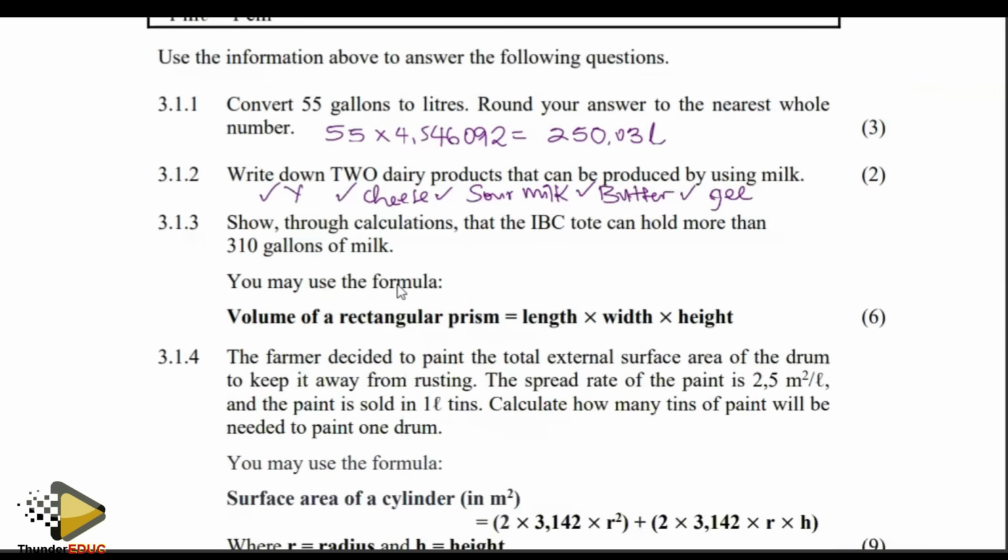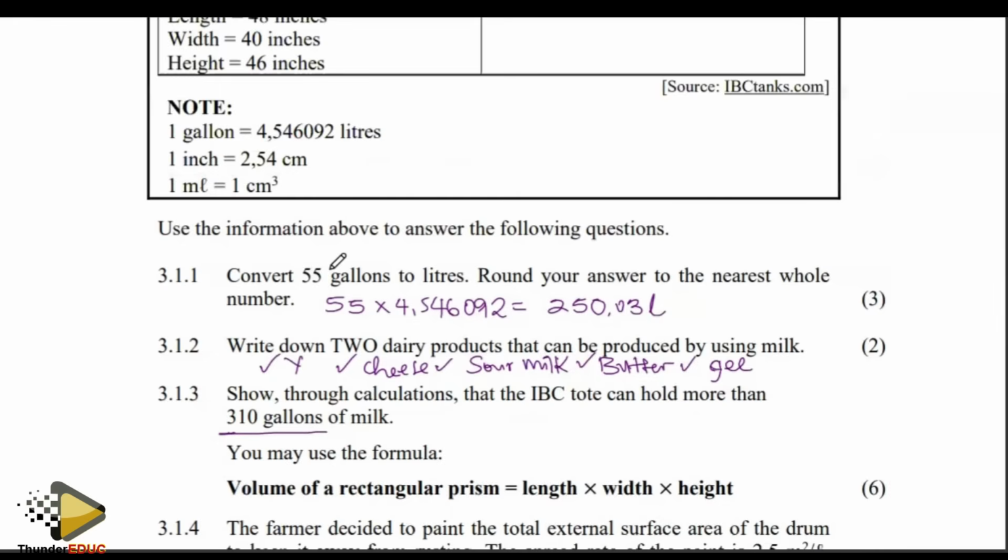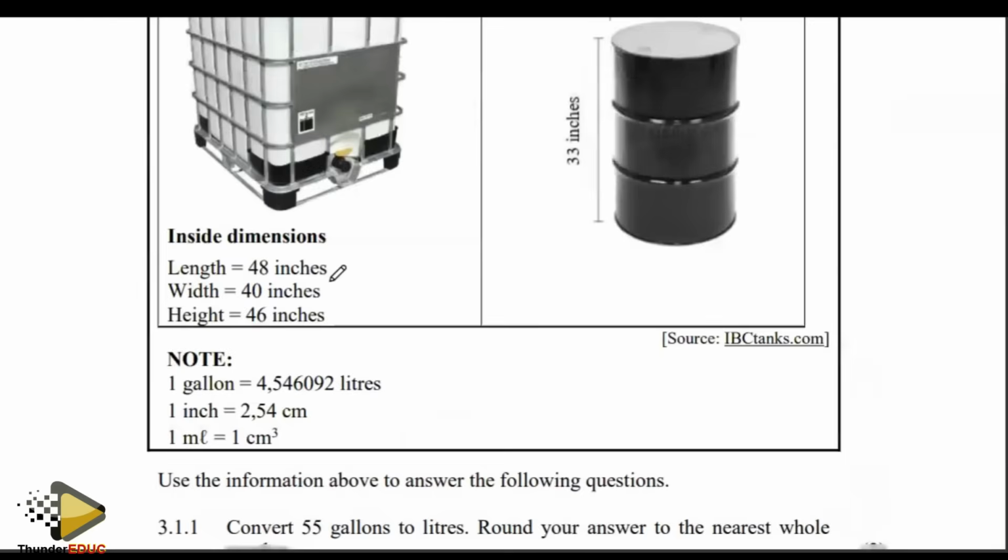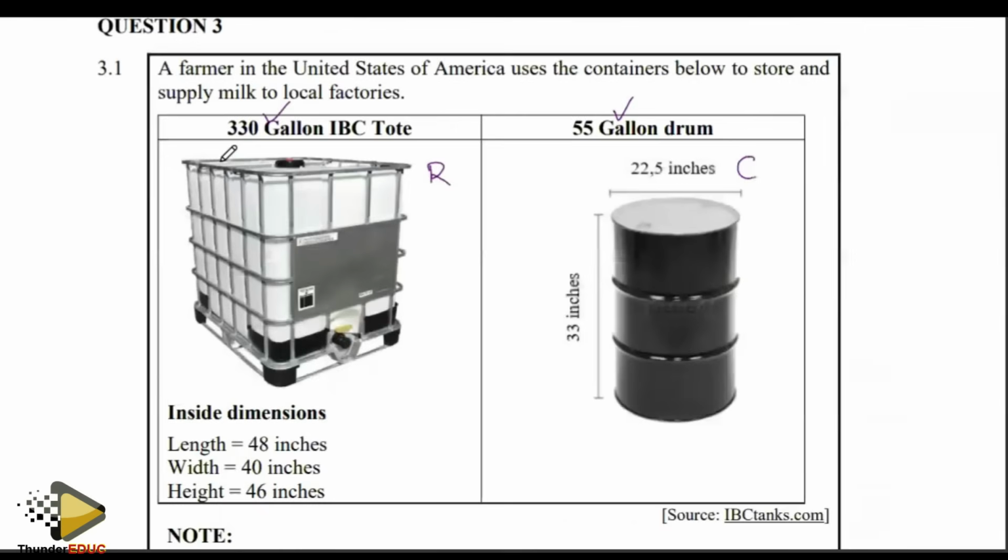Show through calculations that the IBC tote can hold more than 310 gallons. You may use the formula as this much. First and foremost, we are looking at volume. This is what I look at, and we need to change the units. Let me do the question next to the diagram.